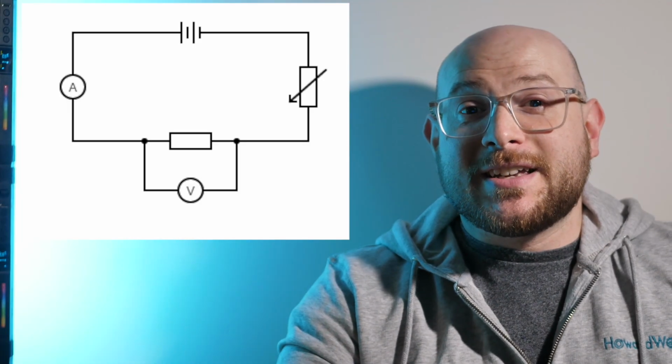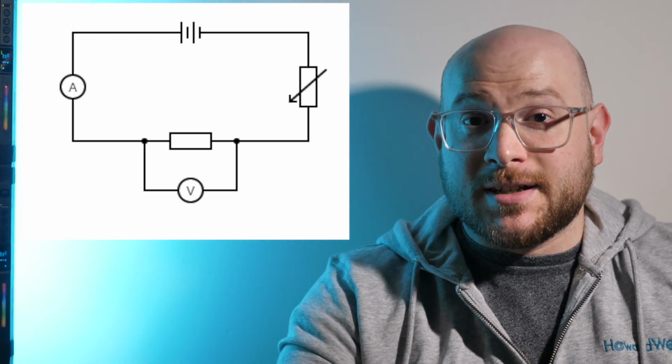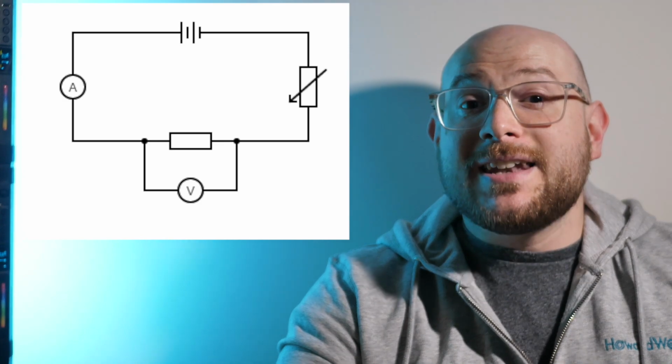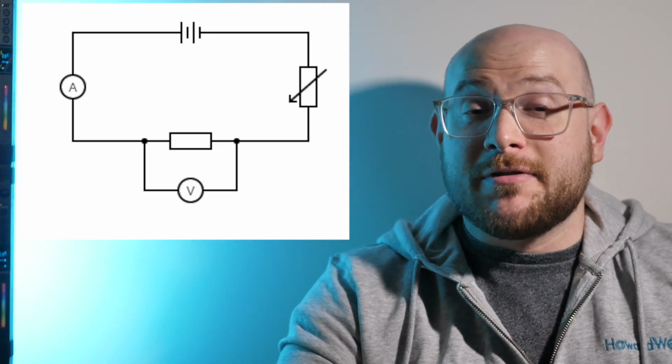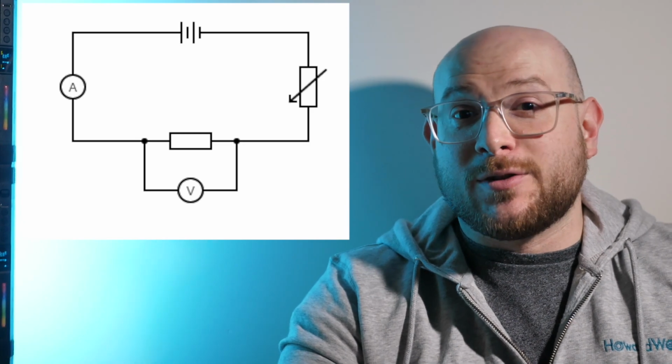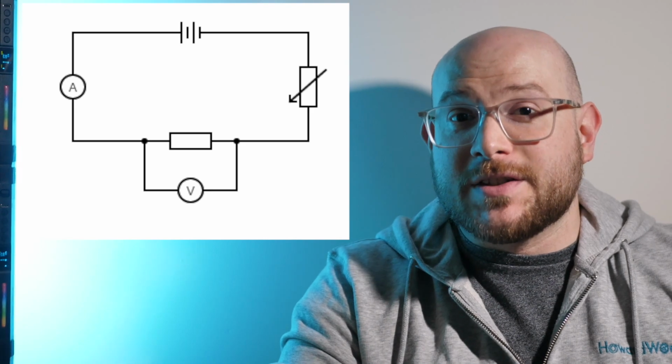So for our first component, the ohmic resistor, we need a circuit to measure the current and voltage through the ohmic resistor. The circuit looks like this. In this circuit, we've got a power supply in series with an ammeter, our ohmic resistor, and a variable resistor, and a voltmeter in parallel with the ohmic resistor. This will measure the current through the resistor as well as the voltage across the resistor. The variable resistor is there to control the current in the circuit.